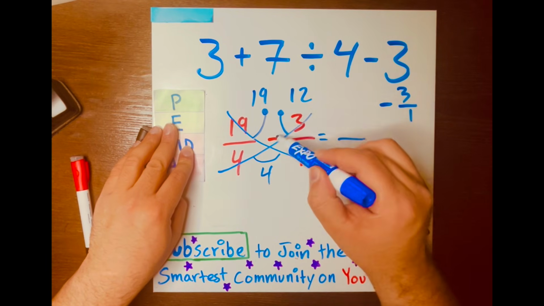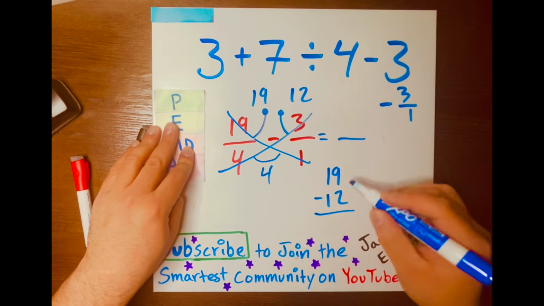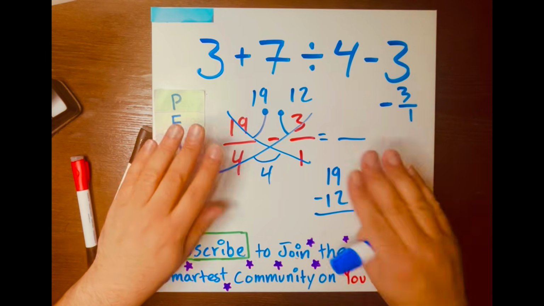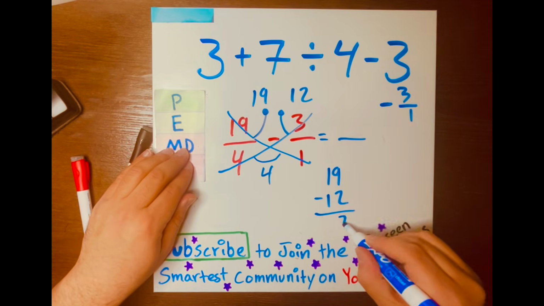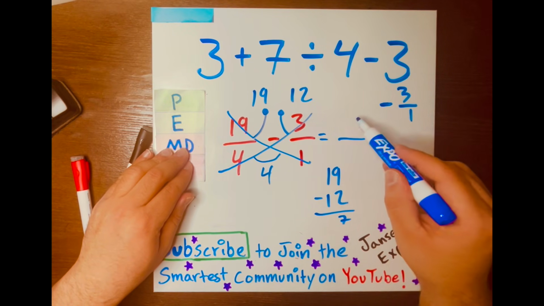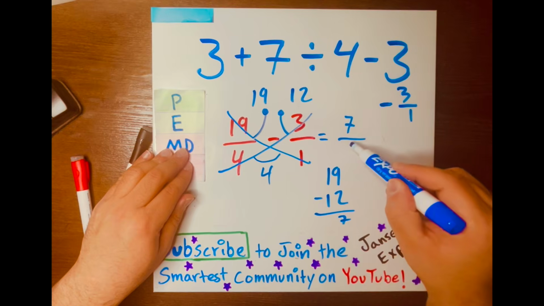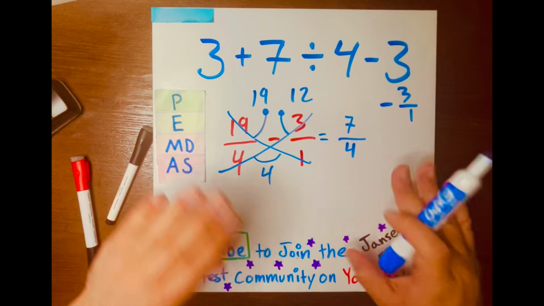So 19 minus 12 is what? 19 minus 12. So 9 minus 2, 9 fingers, take away 2, 7. And 1 minus 1 is 0. So our numerator is 7, and our denominator is 4. Look at that. Don't leave yet.